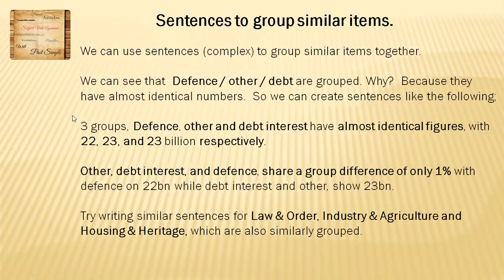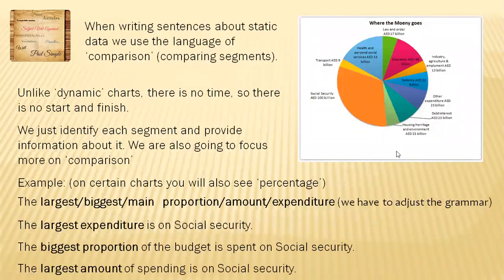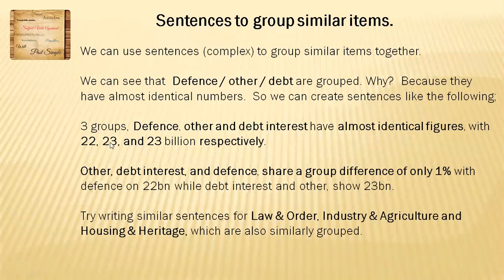So, going back to our segment, defence has 22, other has 23, debt interest has 23. There's 1% between those three. So my sentence reflects this, giving the numbers. When we say respectively, it means in this order. Defence goes with the first one, other goes with the second one, debt interest goes with the last one. That's what respectively means. I'm sure you've practiced that or been taught this before, but that's for those of you who are not sure or who have never heard this before.